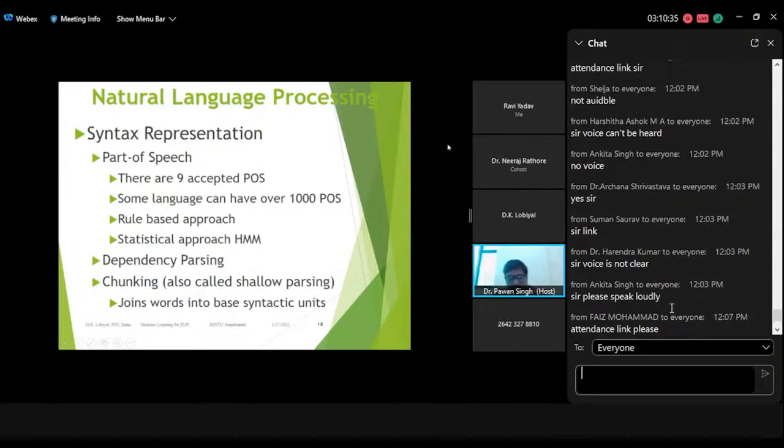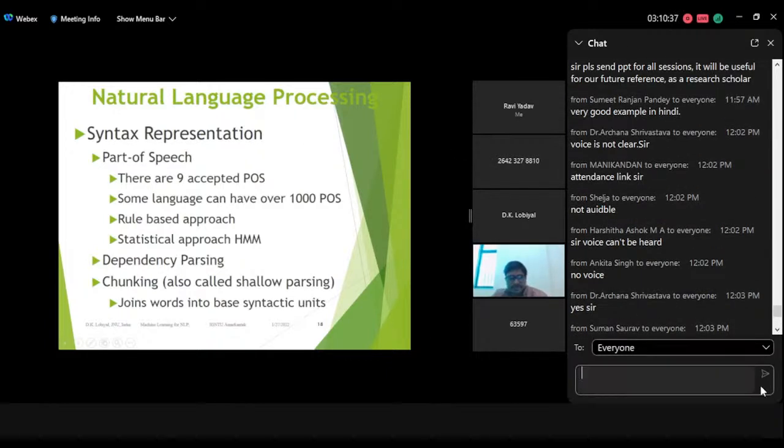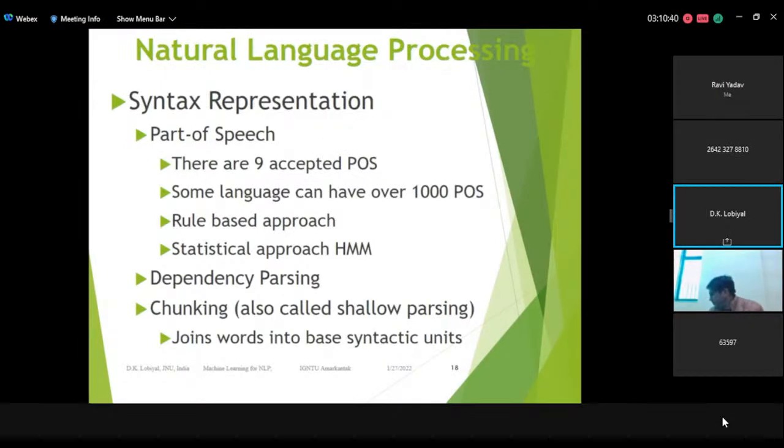So you can find out the part of speech like noun, adverb, adjective. In English, 9 are the most accepted parts of speech. In a given sentence, I'll try to find out the part of speech for every word. Some languages can have even more than 1,000 parts of speech. हम तो 9 ही noun, adjective, adverb, pronoun, article यही सब जानते हैं. But some languages, I don't know even those languages, but the literature says can have more than 1,000 POS, parts of speech.